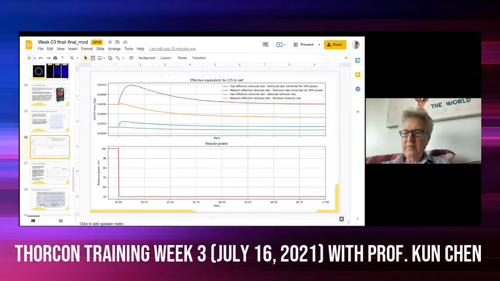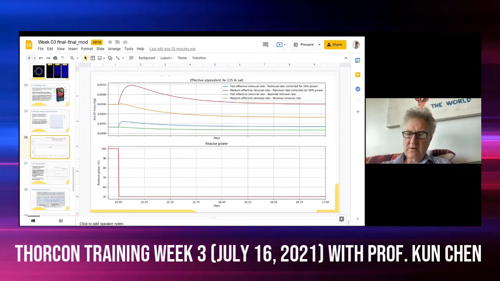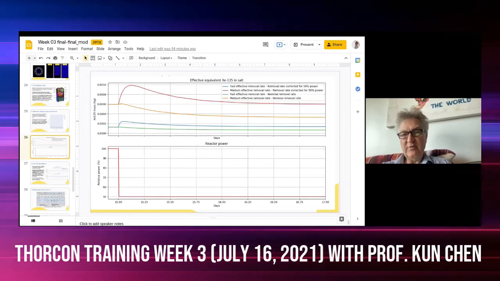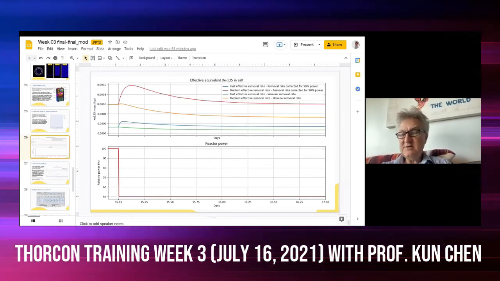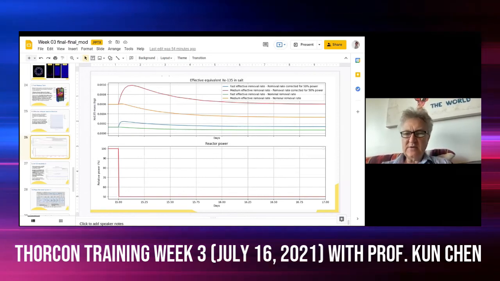Yeah, there's a couple of reasons for preferring thorium. In a thermal reactor, uranium-233 is a better fuel than uranium-235 because it fissions at a higher percentage. So we'd prefer it for that reason.